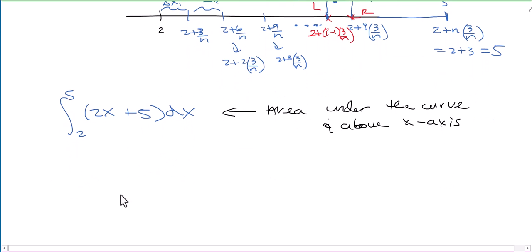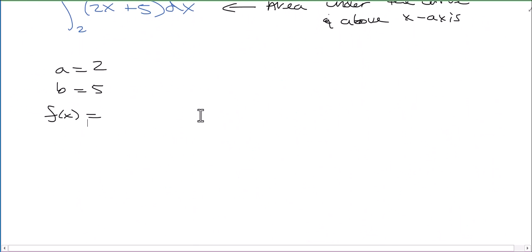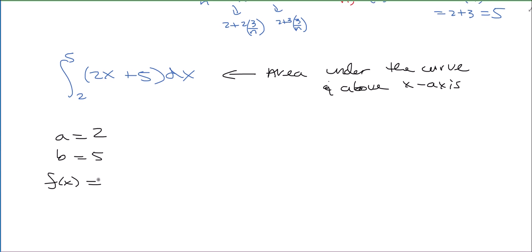And so the things that we need are our a, our b, and our function. So a is 2, b is 5. What's our function? Our function is whatever's in here, right? Looking at the definition, it says the integral from a to b of f of x dx is this, where our f is whatever's in here. So before the dx, after the integral symbol and the summation symbol. So our f of x in this case is 2x plus 5.